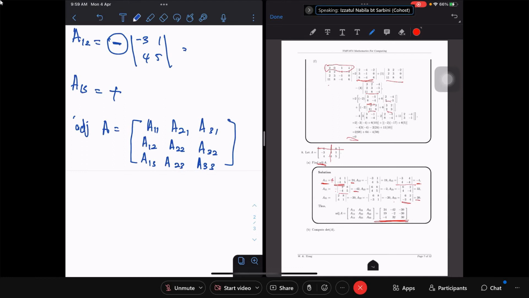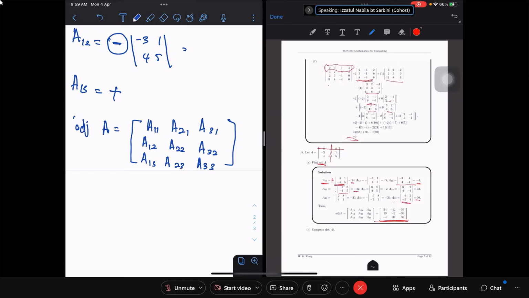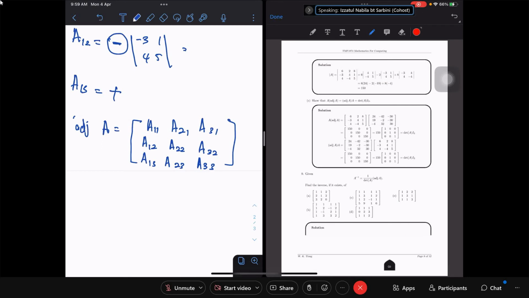Okay. And then compute the determinant. So you compute the original determinant. How do you compute? Compute using a similar method as previously. You choose one row. In this case, they choose the first row. And then they calculate and you have the determinant equal to 150.